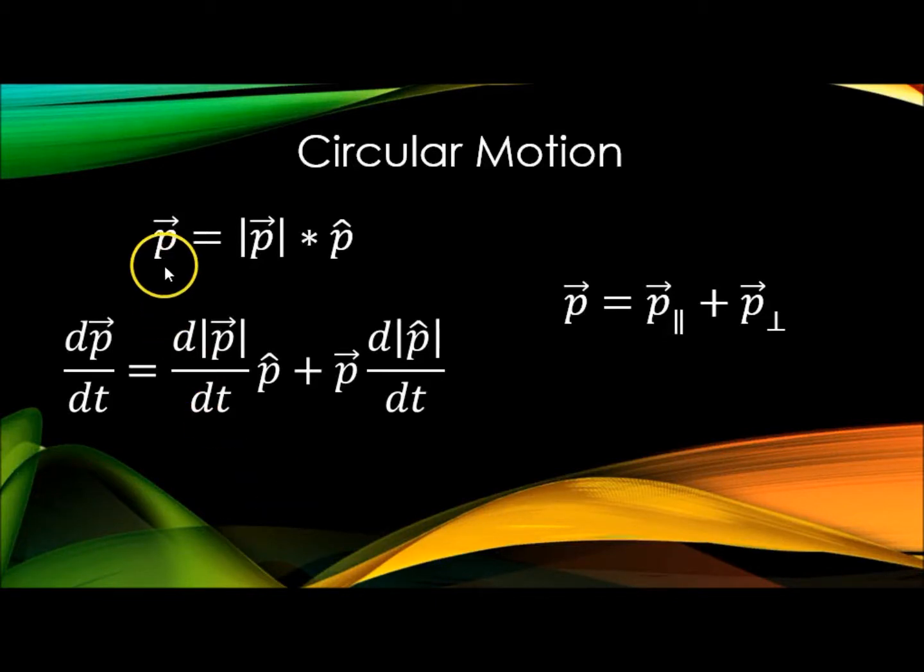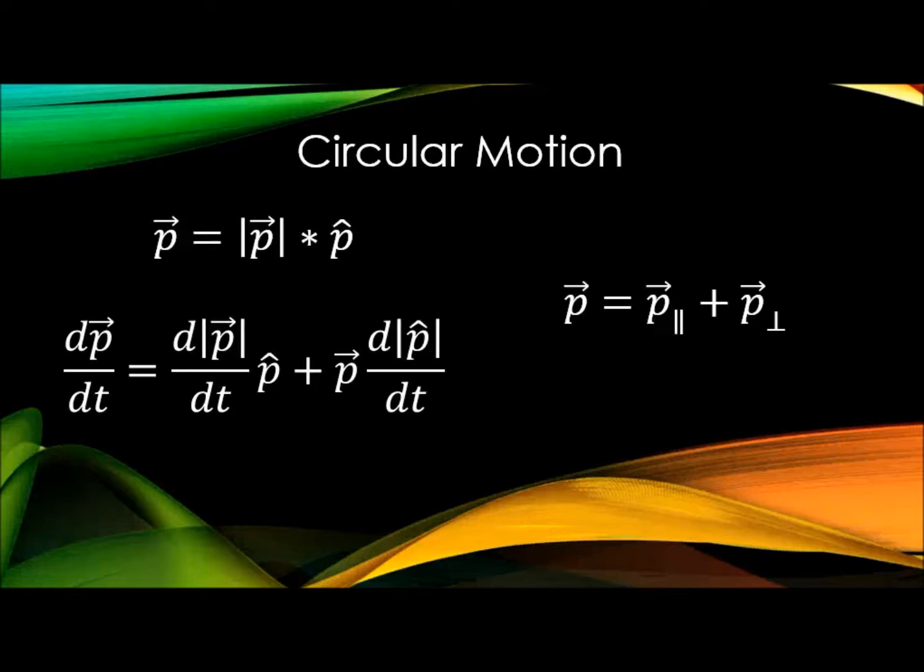In circular motion, you can state that the momentum at a specific point is equal to the magnitude of the momentum at that point times the direction of the momentum at that point. Taking the derivative of this, we can see that the change in the momentum over the change in time is equal to the change in the magnitude of the momentum over the change in time times the direction of the momentum plus the momentum times the change in the direction over the change in time.